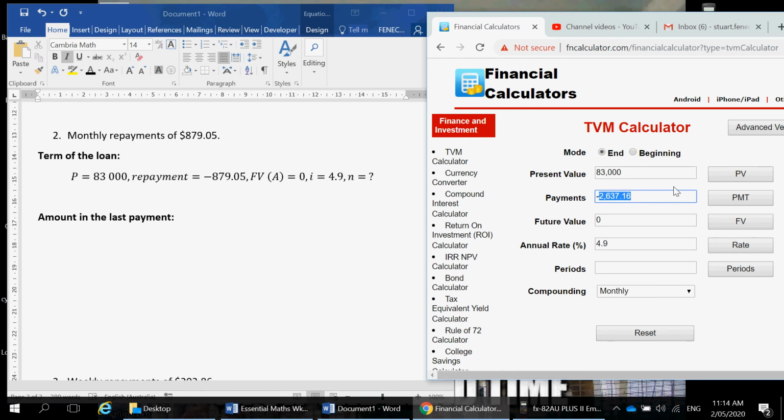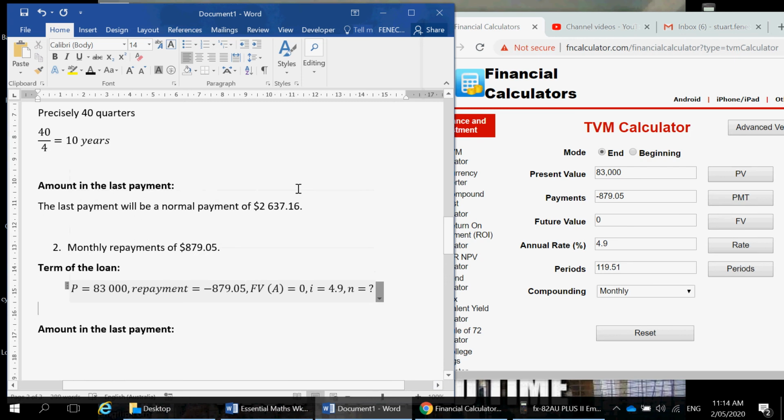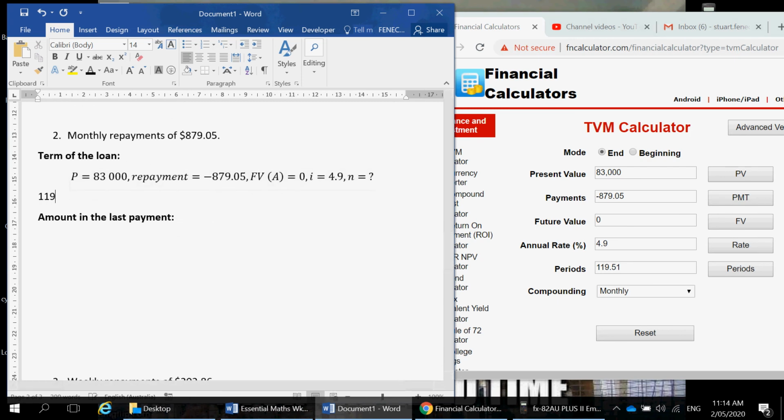So the repayments are $879.05. Future value is still zero, interest rate still 4.9. We still want to work out number of time periods. We've already set this to monthly. It's telling us that it's going to take 119.51 months to pay back.